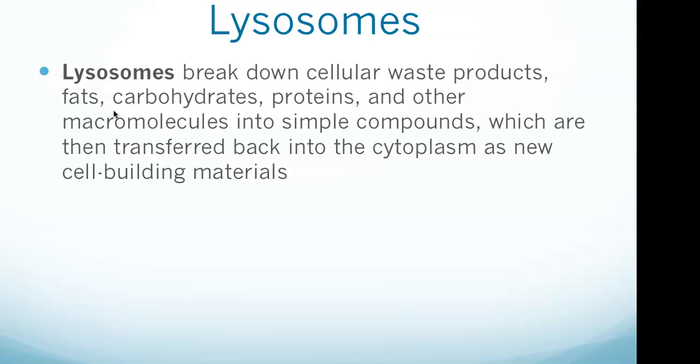Lysosomes break down cellular waste products, fats, carbohydrates, proteins, and other macromolecules into simple compounds, which are then transferred back into the cytoplasm as new cell-building materials. To accomplish the tasks associated with digestion, the lysosomes utilize about 40 different types of hydrolytic enzymes, all of which are manufactured in the ER and modified in the Golgi apparatus.